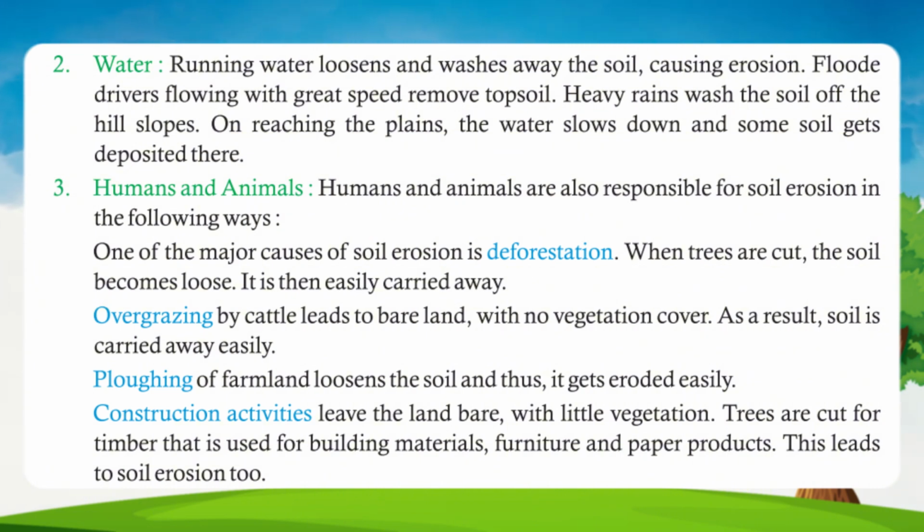Plowing of farmland loosens the soil and thus, it gets eroded easily. Construction activities leave the land bare, with little vegetation. Trees are cut for timber that is used for building materials, furniture and paper products. This leads to soil erosion too.